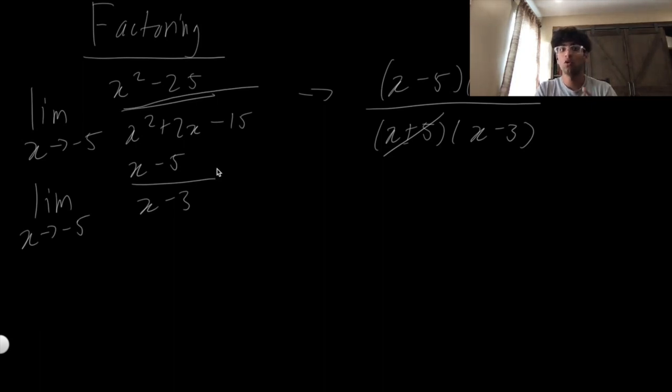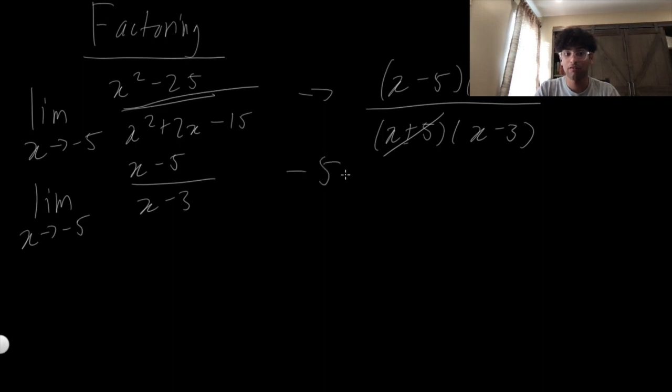The factoring technique's only used to make a limit look simpler. So right now, this is as simple as a limit can get. After you go through the steps of factoring, that's when you want to retry direct substitution. And in this case, direct substitution actually does end up working.